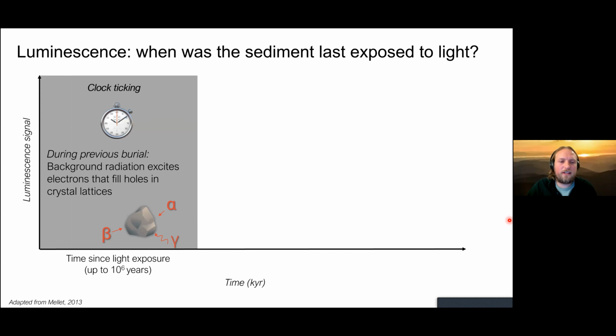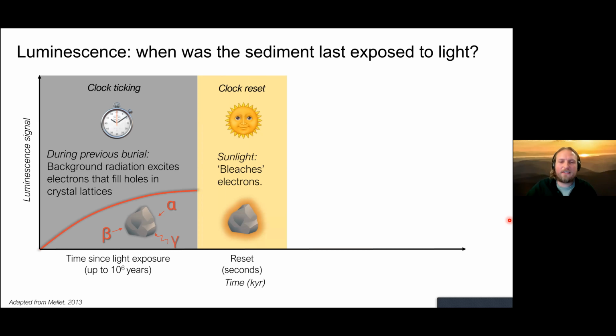So the way that this works is that when sediments are buried beneath Earth's surface and shielded from sunlight, the background radiation from other materials in the soil or sediment will begin to radiate out and excite electrons in minerals in the crystalline lattice. And the electrons that are excited by that fill in the holes in the crystalline lattices of minerals like quartz or feldspar. And so over time, you build up a luminescent signal as those electrons accumulate. But if the sediment is exposed to sunlight, you reset this clock and those electrons are bleached out, and you reset it in a very short amount of time.